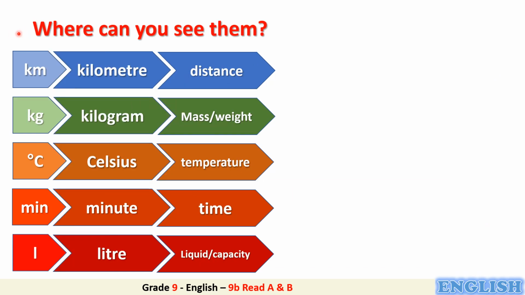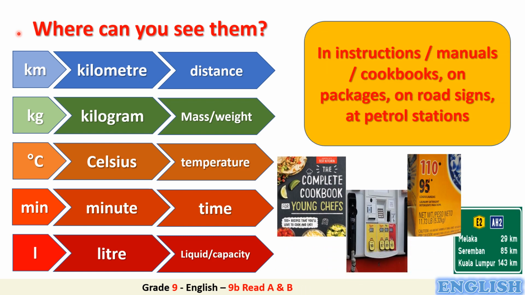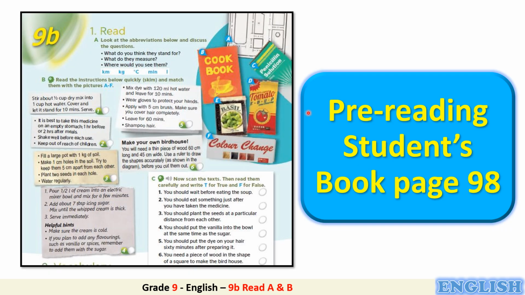Now, where can you see them? We can see these words in instructions, manuals, cookbooks, on packages, on road signs, or at petrol stations. Now let's start with the pre-reading activity on Students Book page 89, which will be recognition of some new vocabulary items.